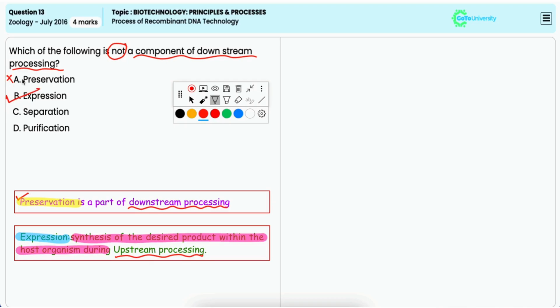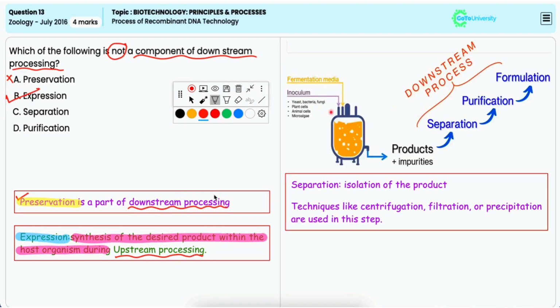Option C, separation. It is also incorrect because it is a very important step in downstream processing. It involves the isolation of the product from the host culture, culture media, or other components. So techniques such as centrifugation, filtration, or precipitation are used in this step.